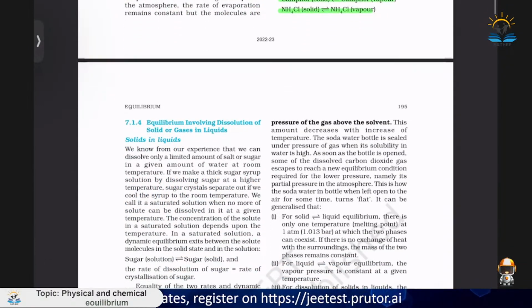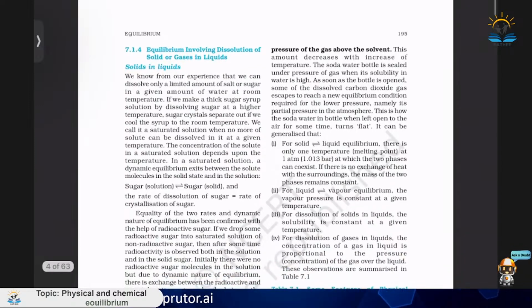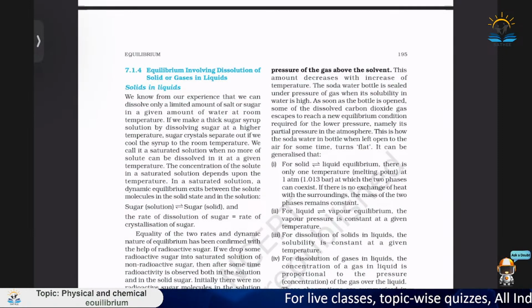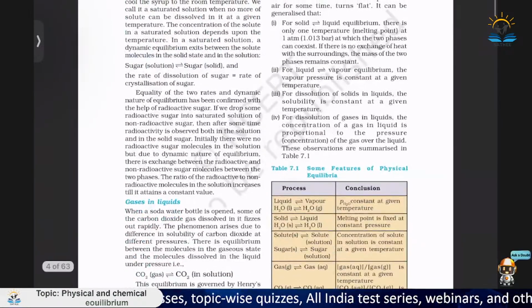Then let's see one more kind of physical equilibrium, in which equilibrium is seen when solids or gases are dissolved in liquids. You remember when we keep dissolving a solid in a solvent, there comes a time when no more solute can be dissolved, or no more solid can be dissolved. What is that period called? That period is called saturation. The solution is saturated and no more solid can be dissolved.